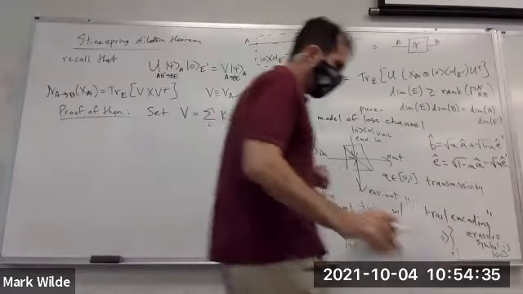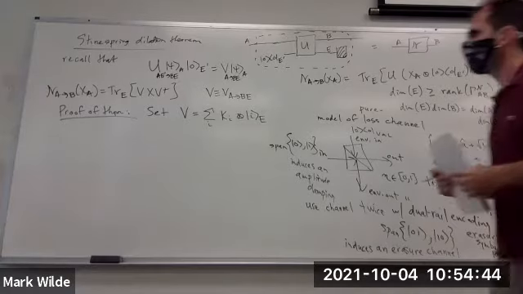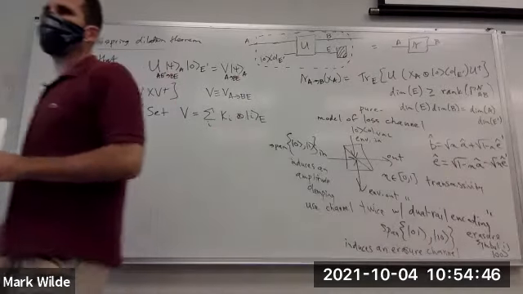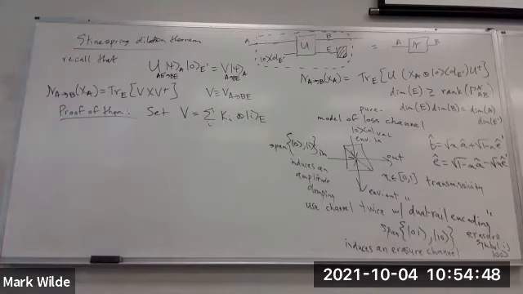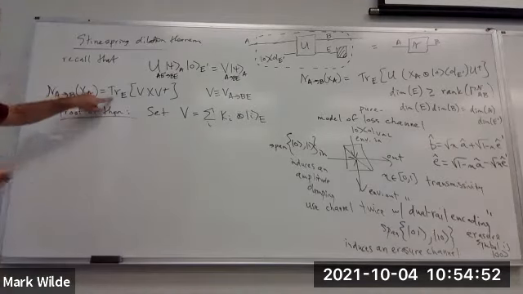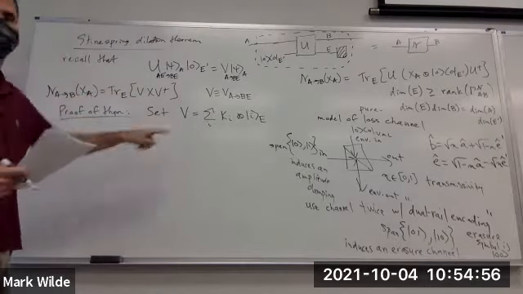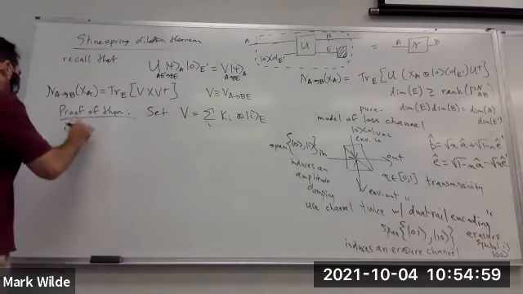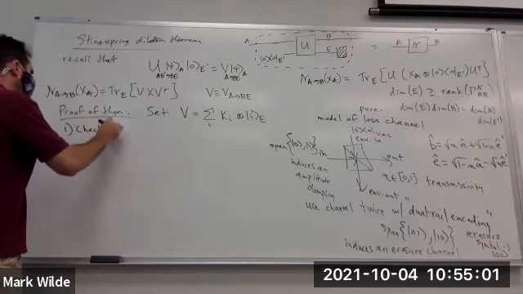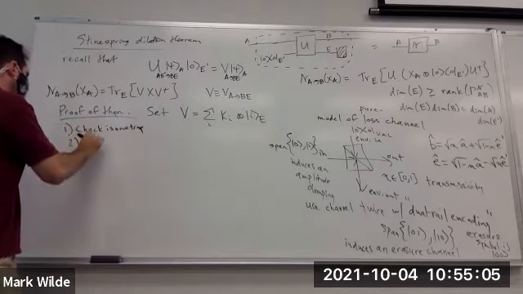And remember, in the context of measurements, we did a very similar thing. For the POVM, we took the square root of each POVM element, and that was the construction that we made. So we want to prove two things: that this equation holds and that this is an isometry. So, check isometry and check the extension.